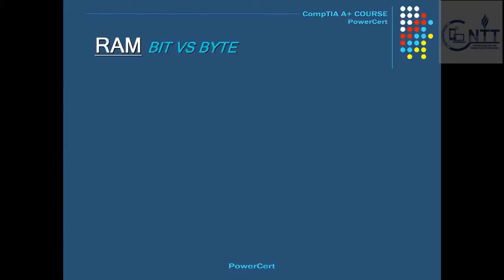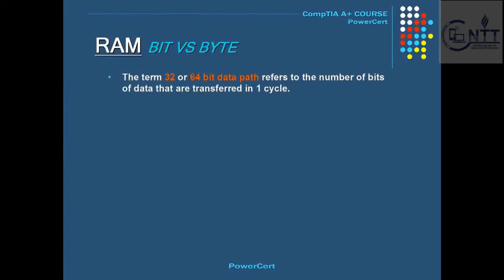Now the term 32 or 64-bit data path refers to the number of bits of data that are transferred in one cycle. The more bits that are transferred in one cycle, then the faster the computer will be. A single bit or 1 bit of data is the smallest form of data that the computer reads, because in the computing world, a computer only understands ones and zeros, which is represented by a single bit of data.